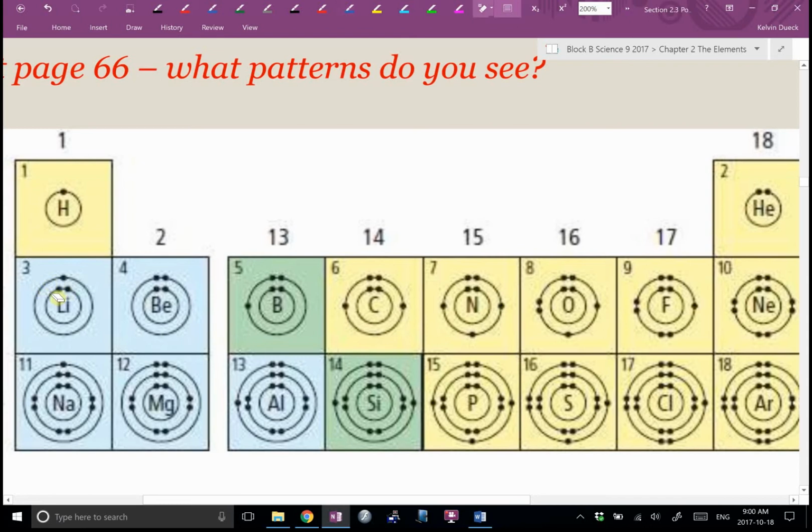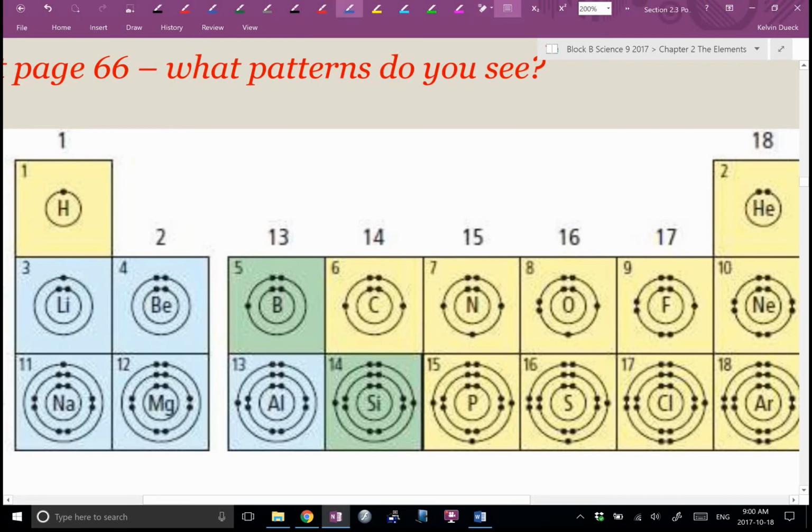So lithium has 1 electron in its outer shell. Beryllium has how many electrons in its outer shell? Can you see? 2? No, outer shell. 2. How many electrons does boron have? 3. How many electrons in its outer shell does oxygen have? 7. Count carefully. 6. Okay? And the reason the noble gases are so stable, so non-reactive, is they have complete or full outer shells.